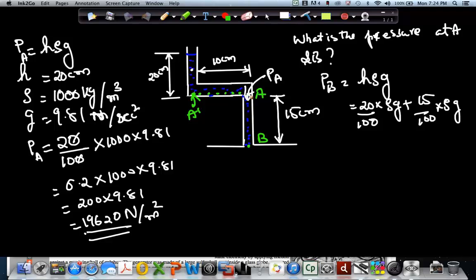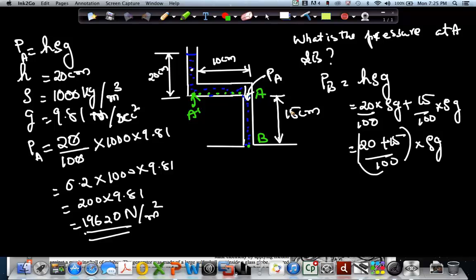So at point A, the pressure is 20 by 100 into rho G. And at point B, the pressure is the pressure at point A plus 15 by 100 into rho G, for this liquid column. In fact, that is nothing but 20 plus 15 by 100 into rho G. Correct? So at any point I have to just find the total vertical height of the liquid column. So the total vertical height is 20 plus 15. That's all I have to do.